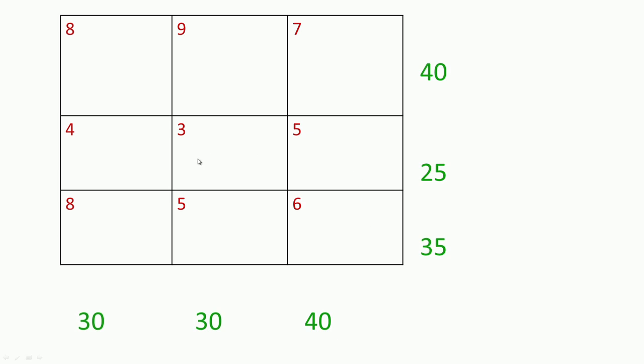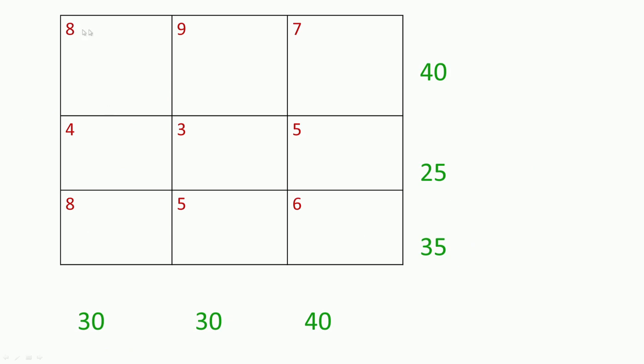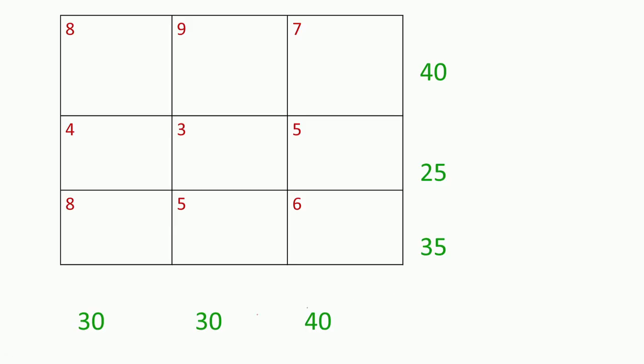The costs of transportation are shown here in the corner of these positions. For example, from the first supply point the 3 costs are 8, 9 and 7. So, the costs are 8, 9, 7, 4, 3, 5, 8, 5, 6. The 3 supply quantities are 40, 25 and 35. The 3 demand quantities are 30, 30 and 40. Both of them add up to 100. So, the problem is balanced with the total equal to 100.